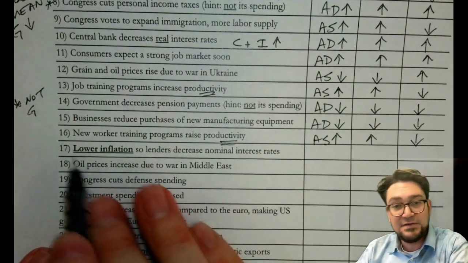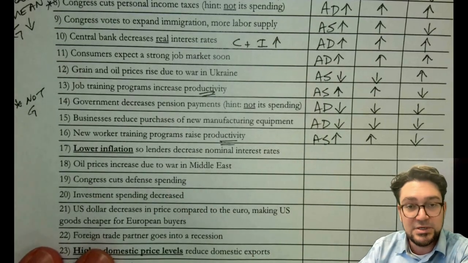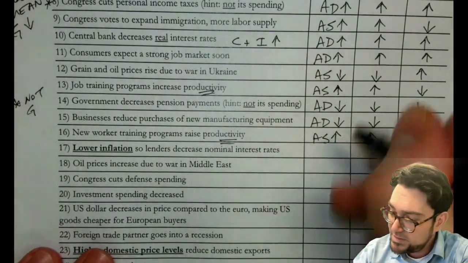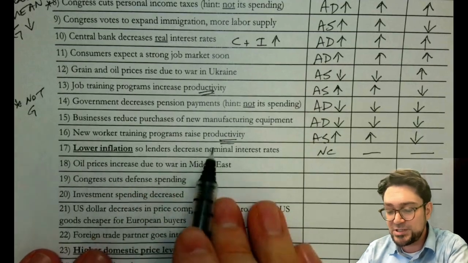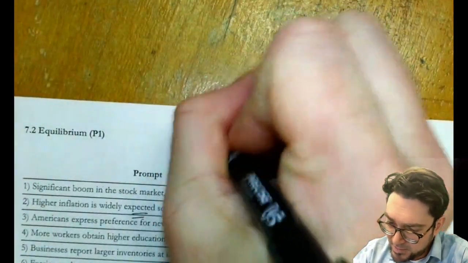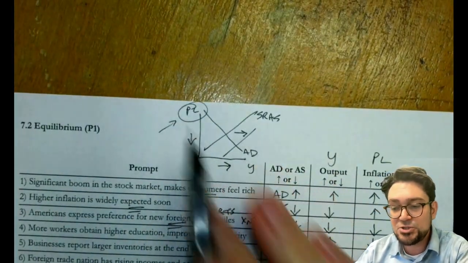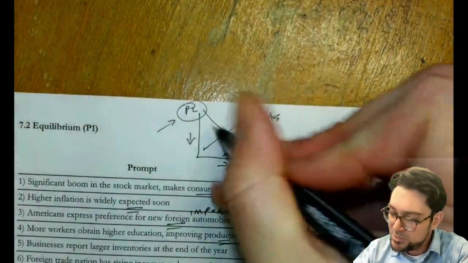Lower inflation. If this is the initial event, lower inflation, price levels don't shift the curve. So we're going to say no change, no change, no change. That one's a trick question. The lower inflation is just built into the model as part of price levels, right? So if inflation changes, it's not causing any shifts. We're just moving to a different point on the lines.